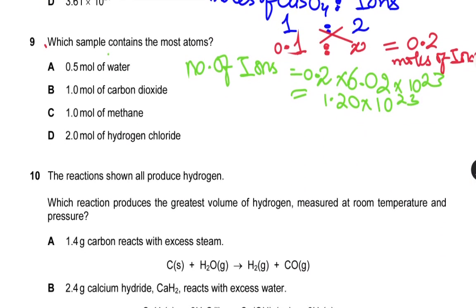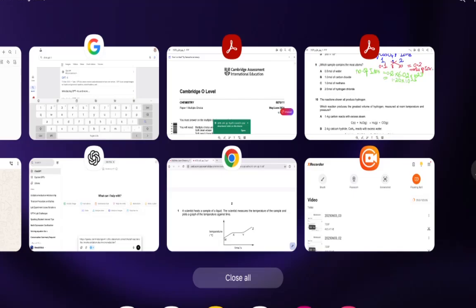Question number 9. Which sample contains the most atoms? 0.5 mole of water, 1.0 mole of carbon dioxide, 1.0 mole of methane, or 2.0 mole of hydrogen chloride. So let me solve this question number 9 on the board. And we have A option, 0.5 mole of water. And we have to calculate which sample contains the most atoms.